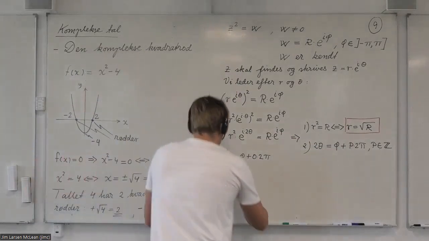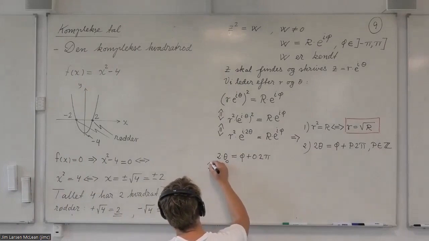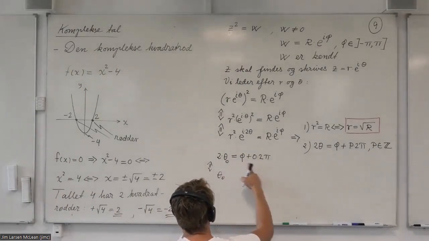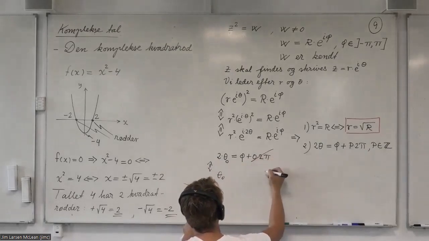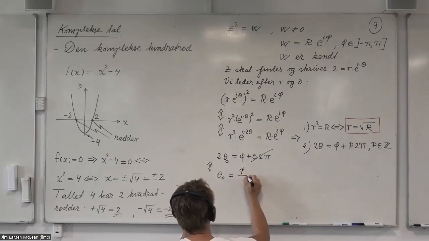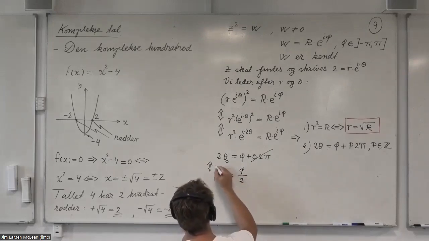So what does theta 0 become? I can simply find it by dividing the equation by 2, right? And this term just cancels out and gives 0, because it's multiplied by 0. So theta 0 just becomes phi over 2. I can circle this in red because it's an angle that works, this one.